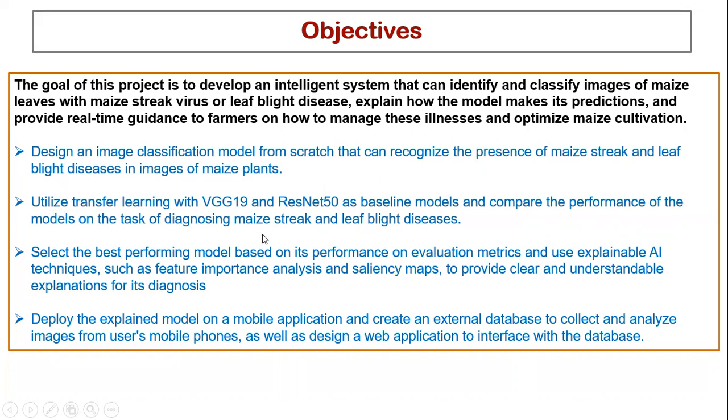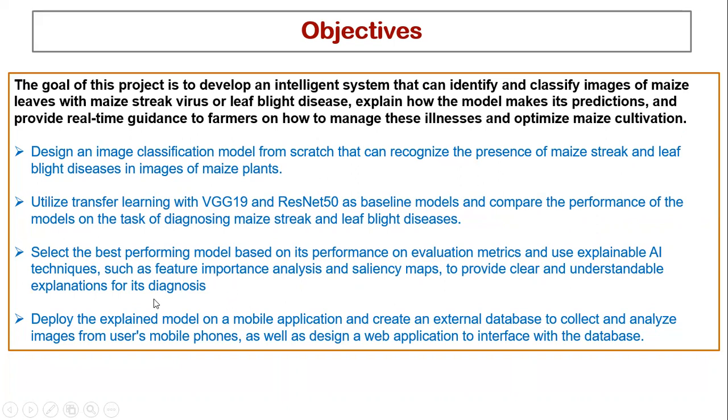And also we shall utilize transfer learning. Specifically, we shall use VGG19 and ResNet50 as baseline models to design new models and compare the performance of all these models on the task of diagnosing maize streak and leaf blight. Now we shall need to select the best performing model and use explainable AI techniques such as feature importance analysis and saliency maps to provide a clear and understandable explanation for its diagnosis.